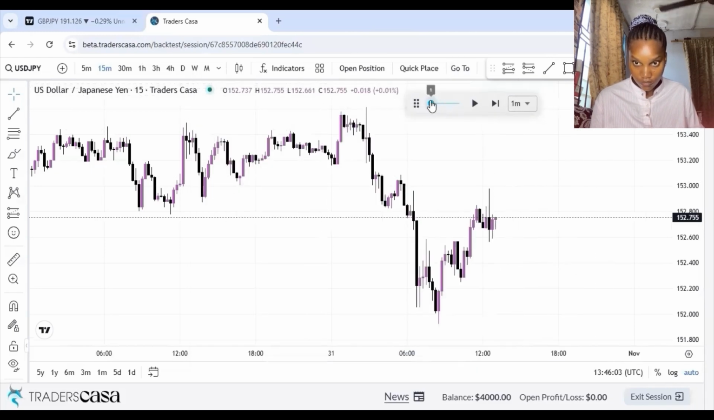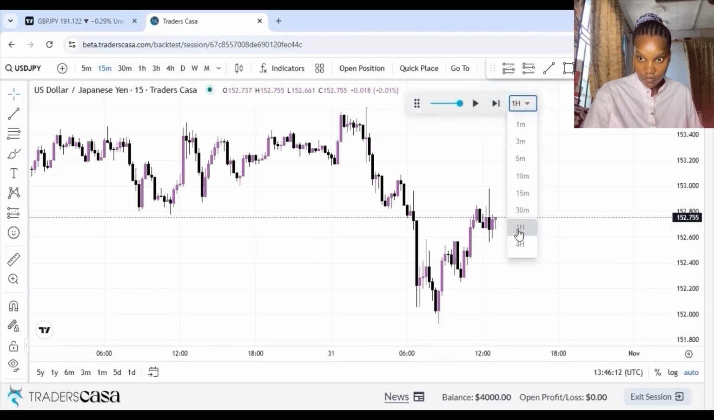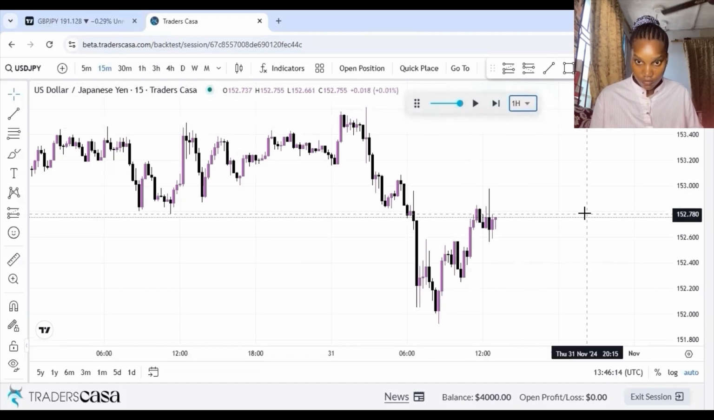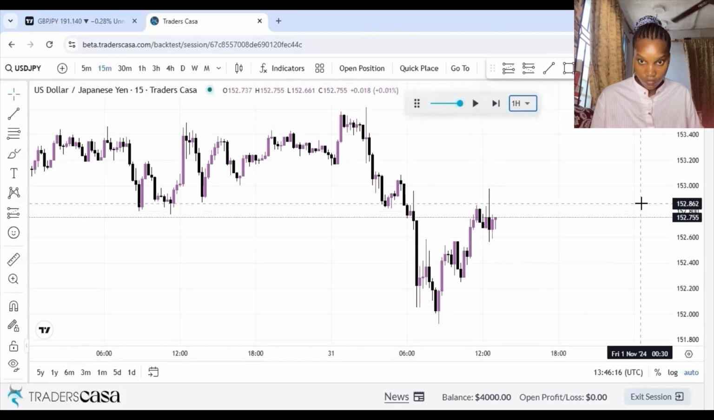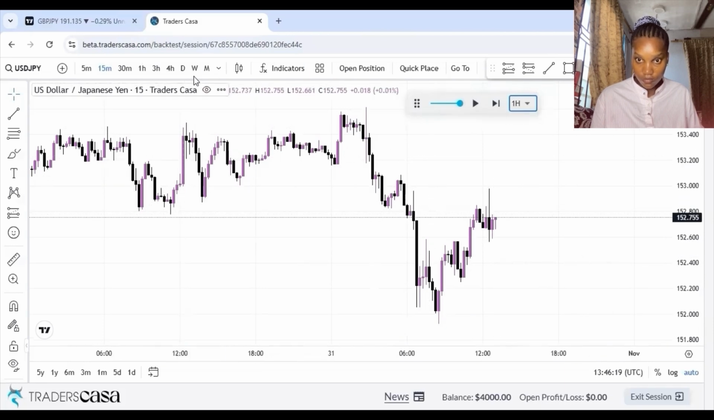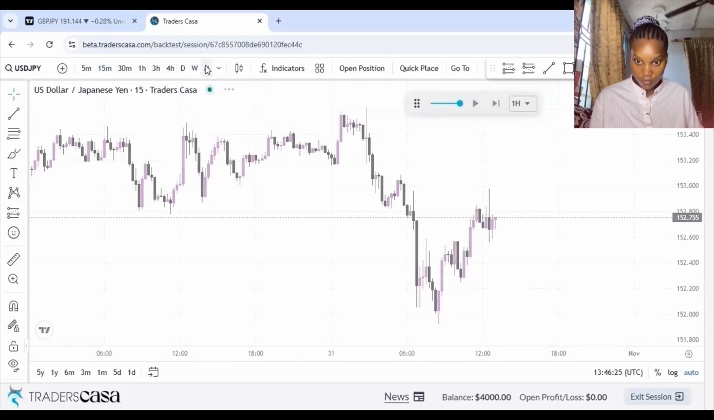Then to play this, you have to shift it to this point, shift it to the highest. When you shift to the highest, you make this one 1 hour, so that when you are backtesting or forward testing, it's going to be fast, otherwise you end up spending the whole day on the charts. So let's quickly go to the monthly time frame and see what the market has in store for us.